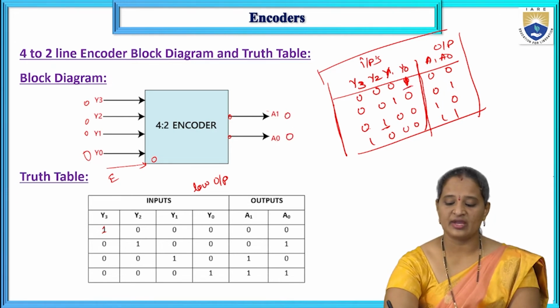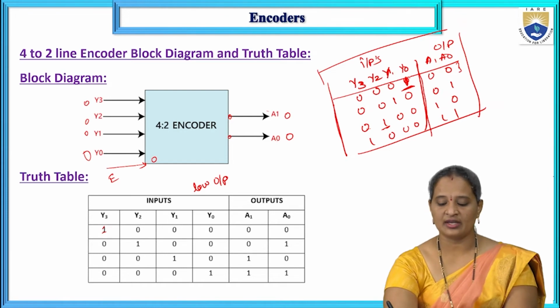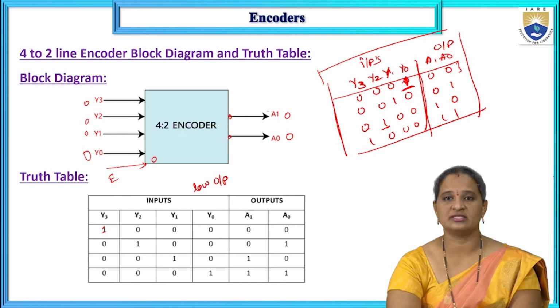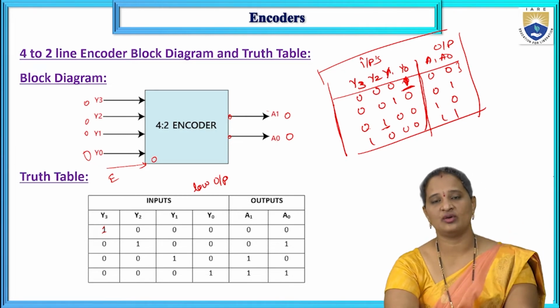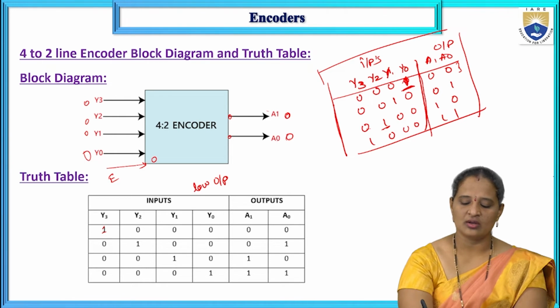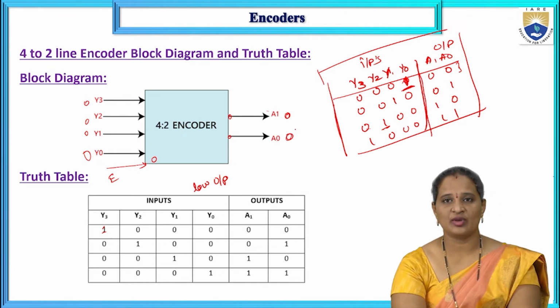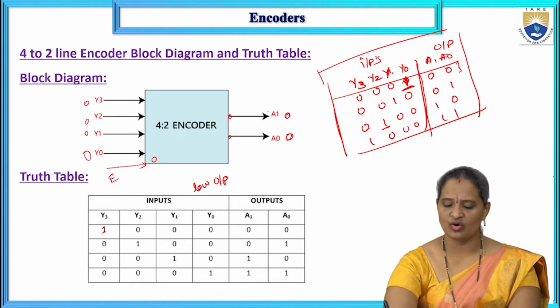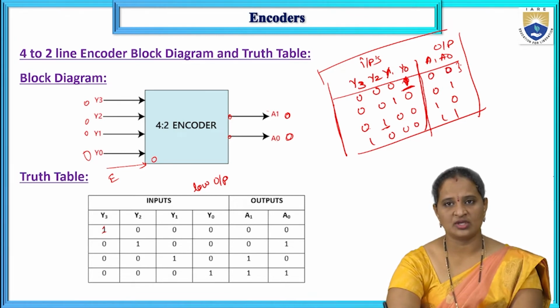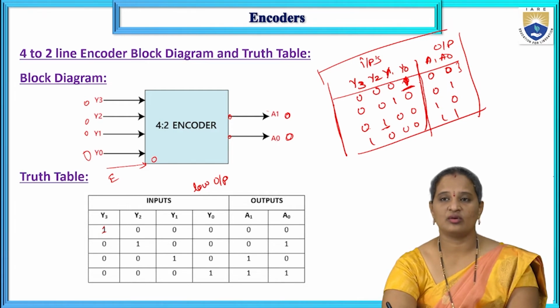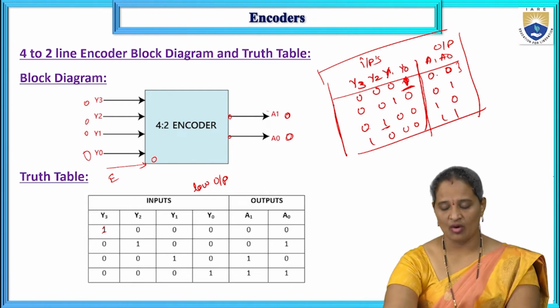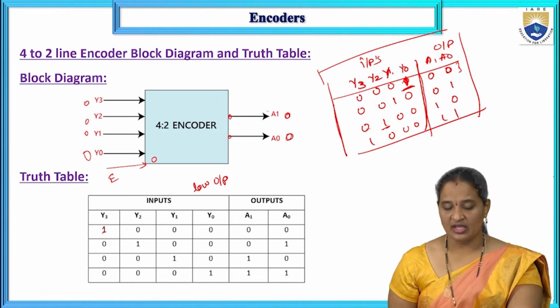So this is the major ambiguity of a normal encoder. We are getting the output 0, 0 for 2 conditions: one, when Y0 is equal to 1, and also when the encoder is disabled, or when all the inputs are equal to 0. So this is the ambiguity and a drawback of the encoder. Based on this output, I could not decide whether all the inputs are 0 or whether Y0 is 1.